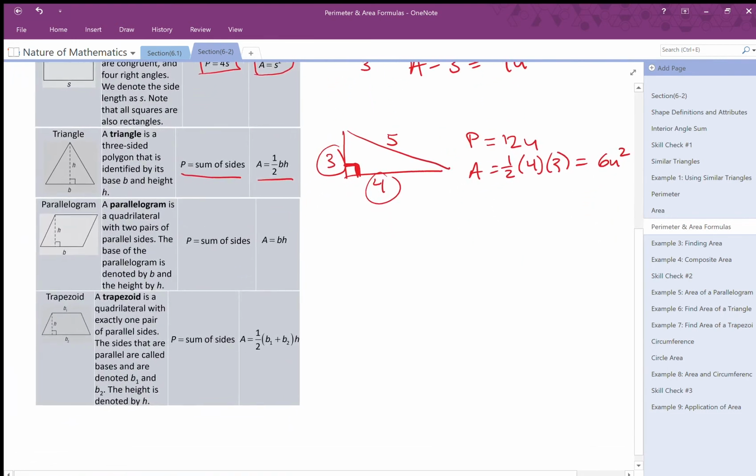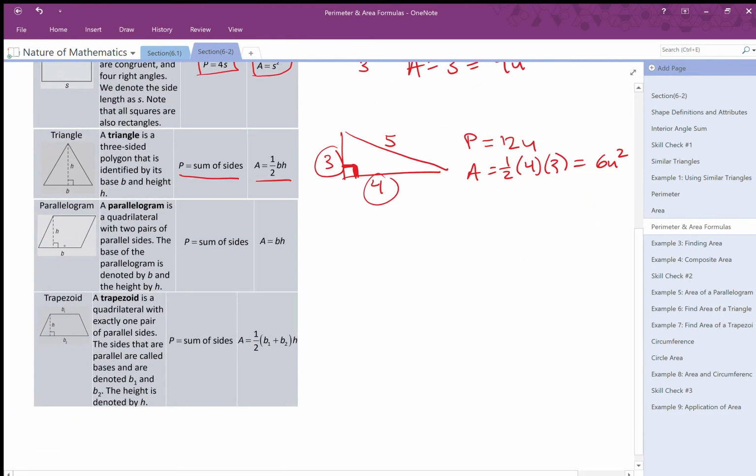Parallelograms have an area of base times height without the 1/2. So again, you have that right angle here. That's what tells us the 2 sides that we need. These symbols indicate parallel sides. That tells us we have a parallelogram.